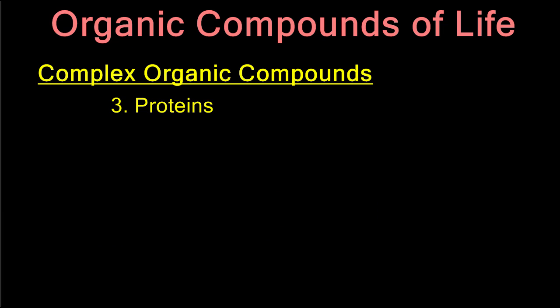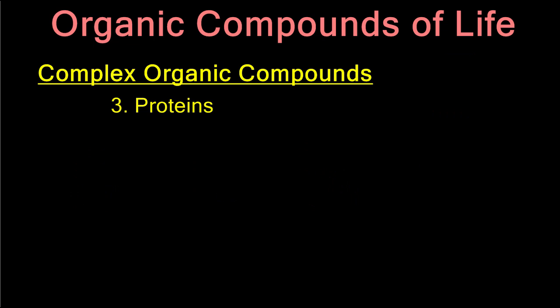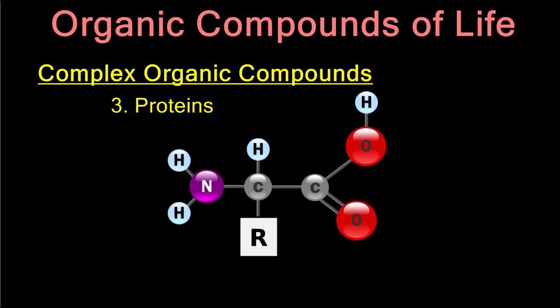Proteins are composed of the bioelements carbon, hydrogen, oxygen, and nitrogen. It is the addition of nitrogen that sets proteins apart from the other complex organic compounds that we have discussed so far. Nitrogen is not found in carbohydrates or lipids. The building blocks of proteins are amino acids.